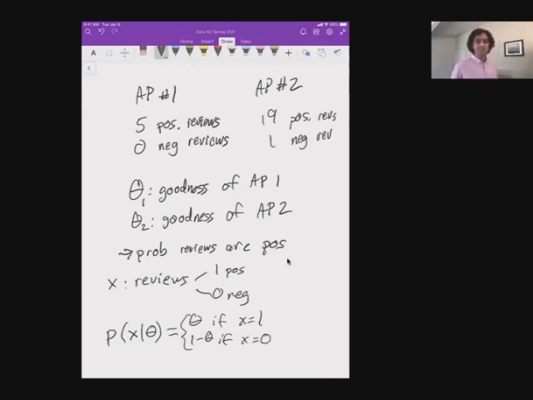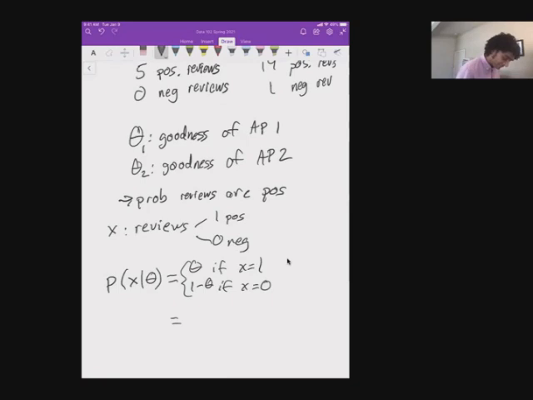But it's cumbersome to carry around these 2 different cases the whole time. So we're going to play a little trick, and we're going to write this as theta to the power of X times 1 minus theta to the power of 1 minus X. I want you to take a second and convince yourself that these two are exactly the same. Plug in X equals 1. The first term is theta, the second term becomes just 1, so you get theta. Plug in X equals 0. The first term goes away, the second term becomes 1 minus theta to the power of 1, so you get 1 minus theta.